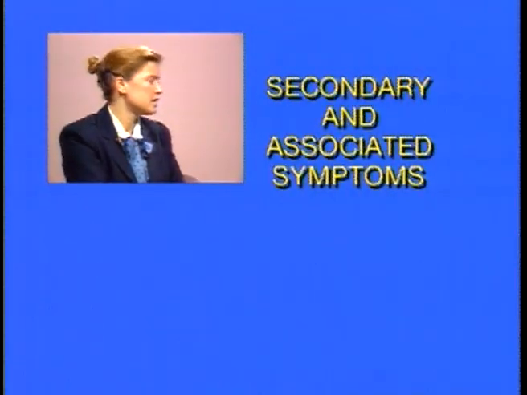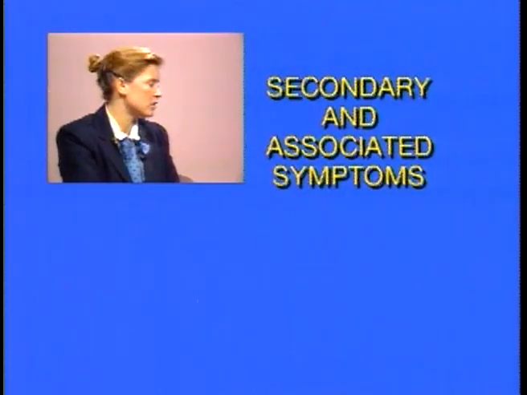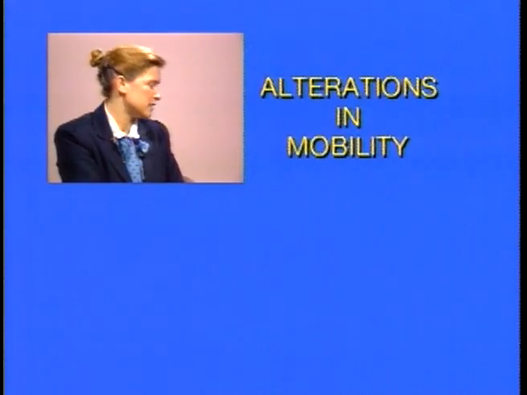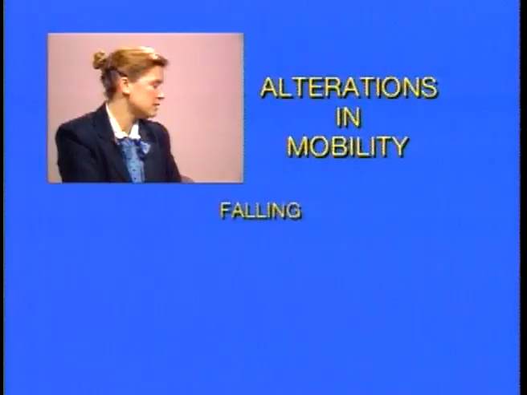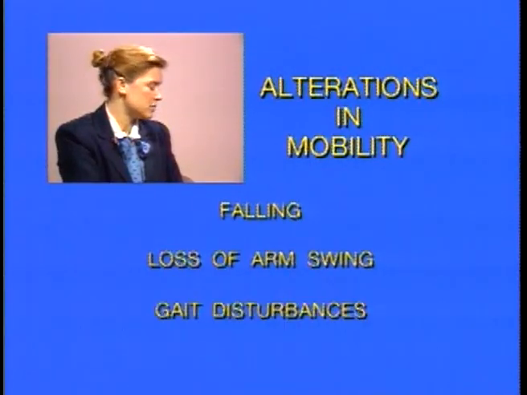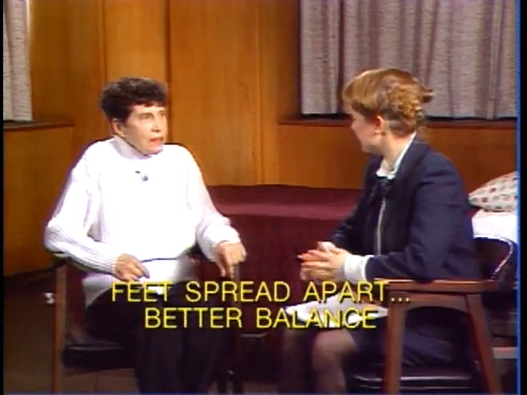From the 4 major symptoms of Parkinson's disease, secondary and associated symptoms can arise. These secondary and associated symptoms are as disabling as the major symptoms. They may be grouped into 4 categories of nursing diagnoses. Let's examine the first category, alterations in mobility, which include falling, loss of arm swing, and gait disturbances. In order to maintain normal gait and prevent falling, the patient should be taught to think and concentrate before walking, and walk with the feet spread apart for better balance.